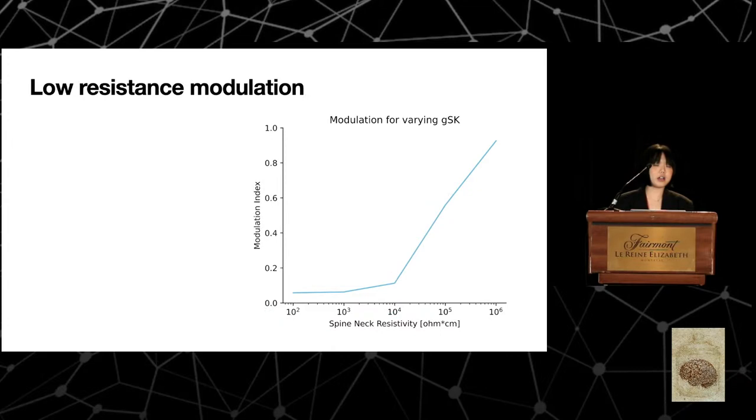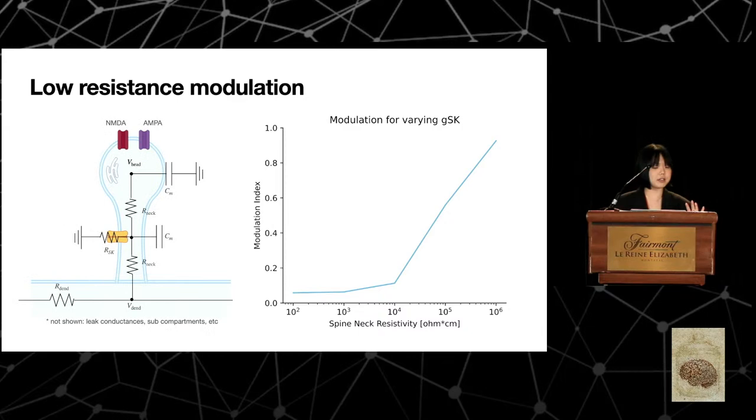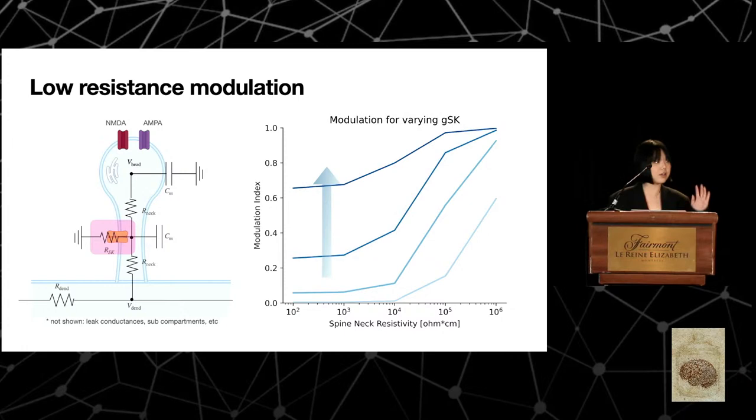Elaborating further on low resistances, does that mean that we can't achieve modulation at these lower resistances? Not exactly, because in our model of the spine, we should note that there's another parameter here, which is effectively the conductance of this SK channel. And this can be affected by different neuromodulatory mechanisms such that you can increase the conductance or decrease it depending on the amount of neuromodulation. If you decrease it, for instance, you can completely suppress the amount of shunting modulation. But if you increase it, even by just one order of magnitude, you can get significant increases in modulation. If we increase it again, you get even higher. So this tells you that, yes, you can achieve modulation even at these low resistances.